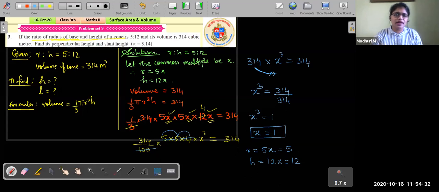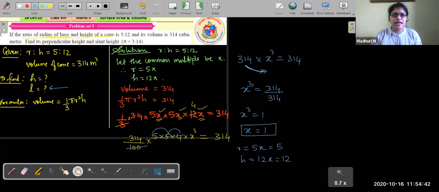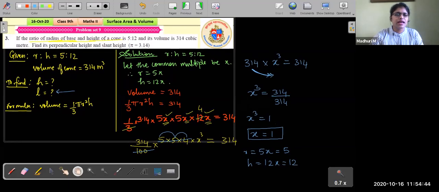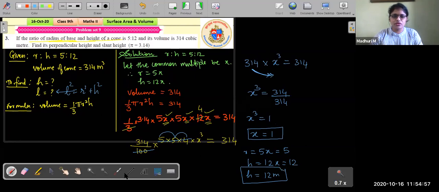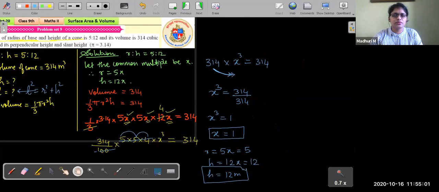So just look at what we are asked to find. We are asked to find L also. And how do we find L? Sorry about the background noise. So how do we find L? The formula is L squared equals R squared plus H squared, right students? So we have the height over here, which is equal to 12 meters. And now we will be finding the length.